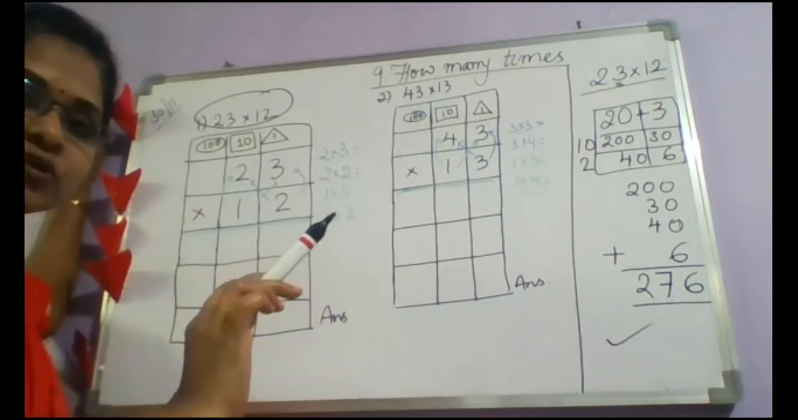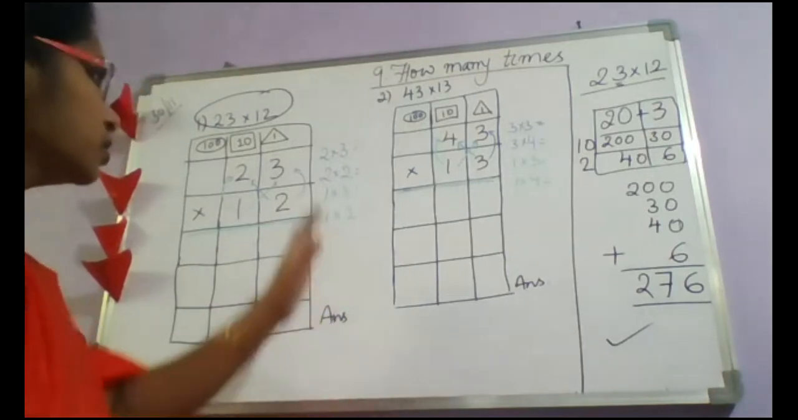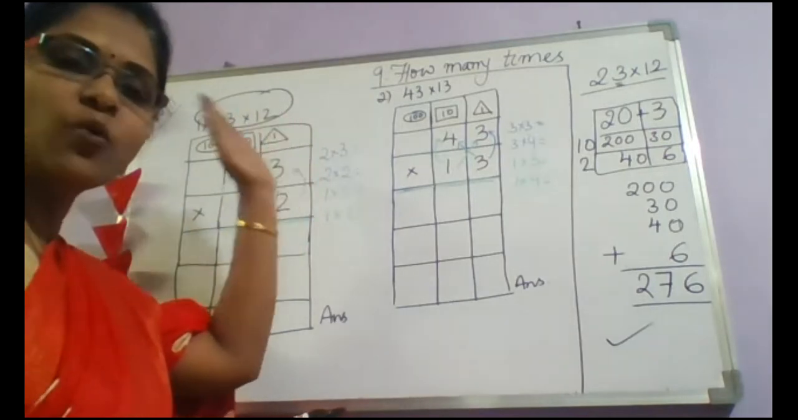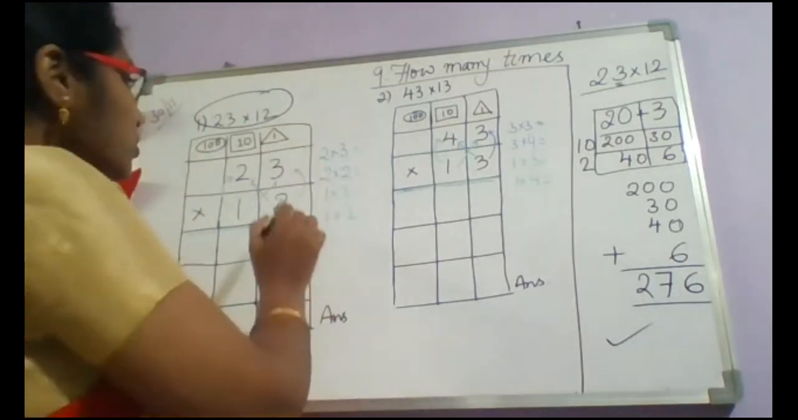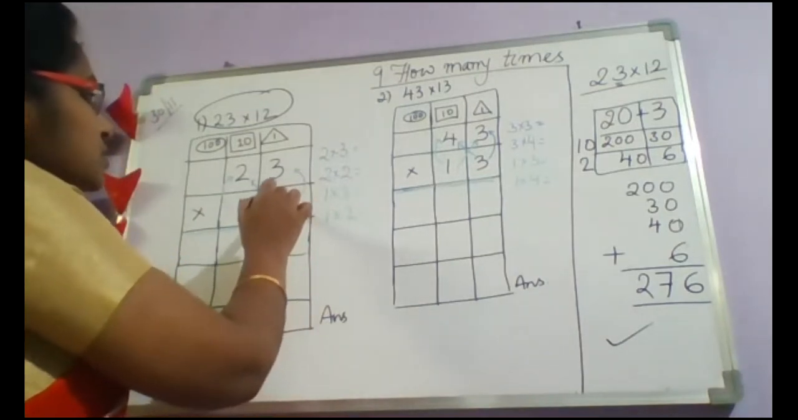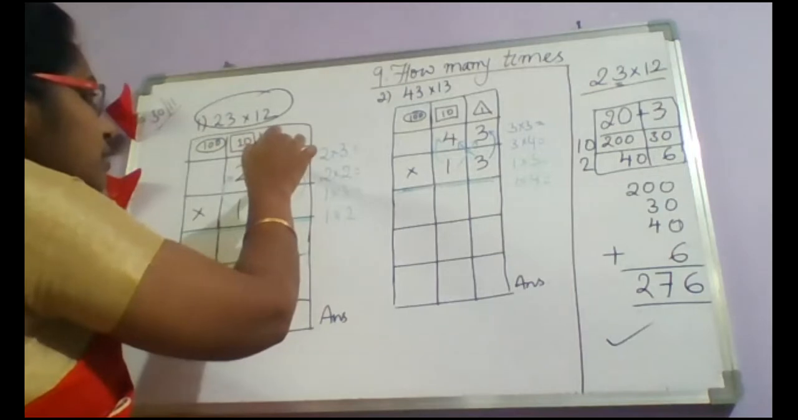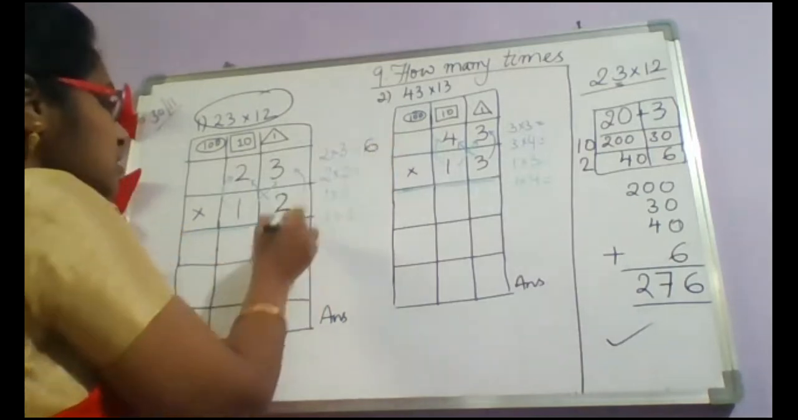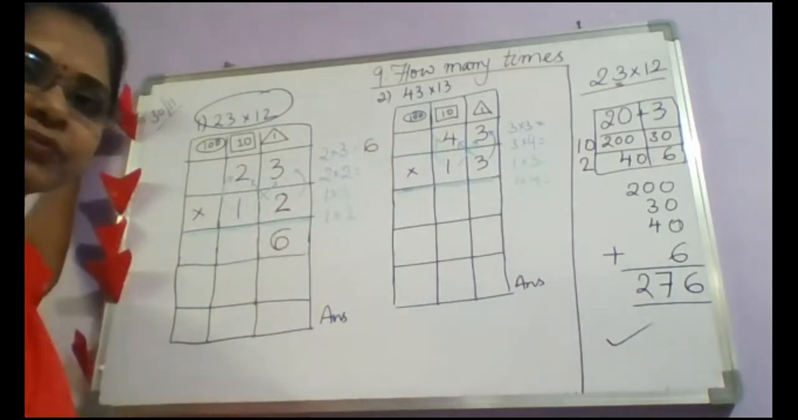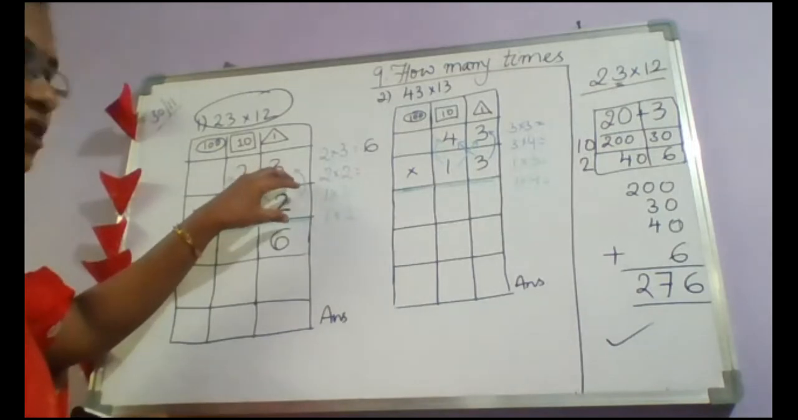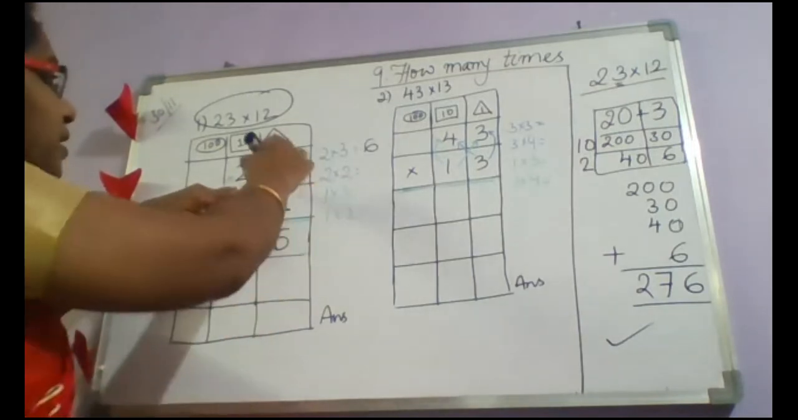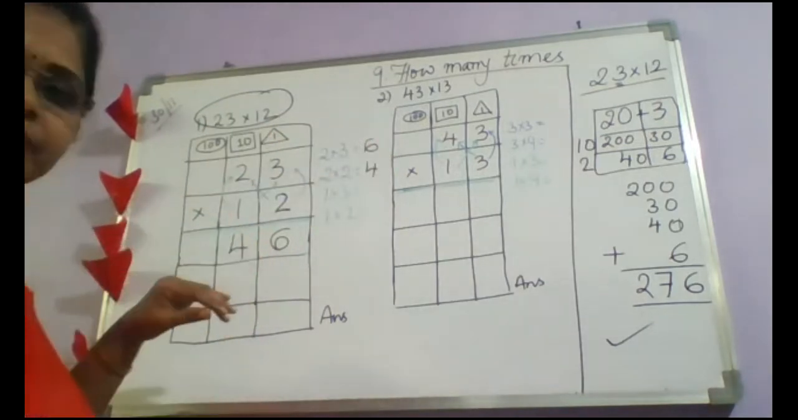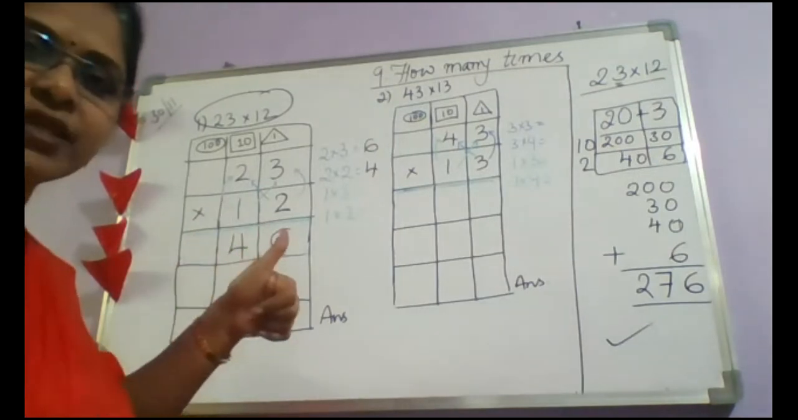So first what you have to do, as I always tell you, is start with the ones only. Always you have to start with the number in the ones place. First you have to multiply the number 2 in ones with the number 3 in ones. So 2 3s are 6. This you have to write here first. Then the same number 2 in ones, you have to multiply with the number in tens. So 2 2s are 4. That you have to write here. 2 2s are 4. Okay, is this clear? Next.